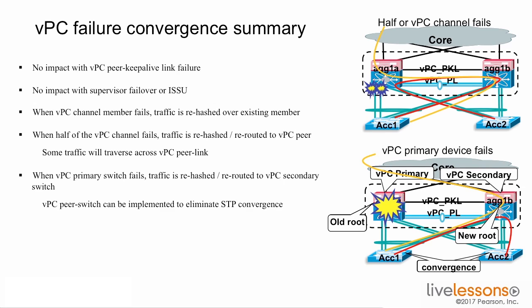The vPC peer switch feature can be implemented in this scenario to speed up and even eliminate spanning tree convergence. The vPC peer switch feature allows both vPC peers to send out spanning tree information. When a vPC secondary switch fails, traffic is rehashed and rerouted to the vPC primary switch.